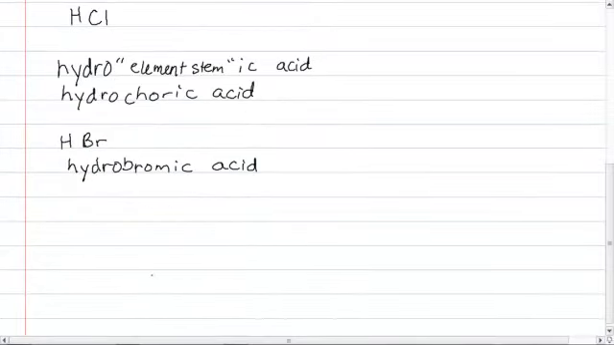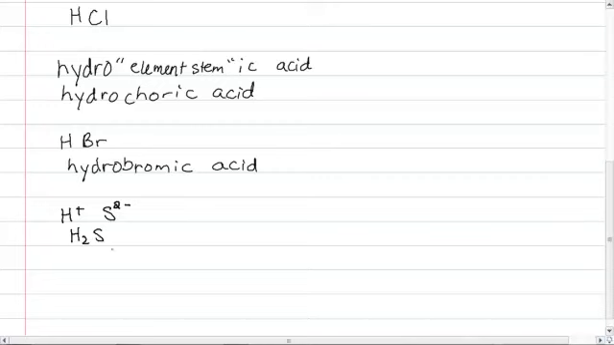The only one that's really different from the naming is sulfur. So when we have H plus and sulfur, sulfur's in group 6, so it wants to gain 2 electrons. It has 6 valence electrons, it wants to gain 2. Gaining 2 negative electrons gives it a 2 minus charge. If we cross those charges, we get H2S.